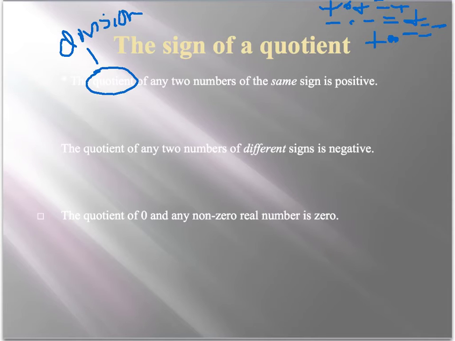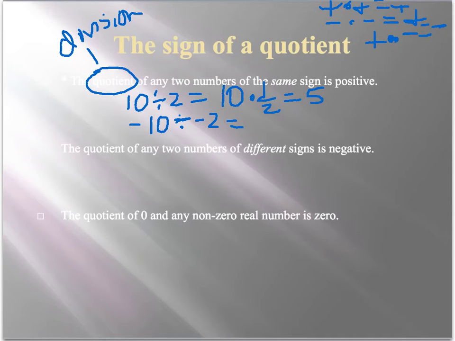The quotient of any two numbers of the same sign is positive. So if I do, let's see here, positive 10 divided by positive 2, my answer will be 10 times 1/2, also known as 5, positive. If I did negative 10 divided by negative 2, I would have negative 10 times negative 1/2. Look, I've changed this to a multiplication. When I multiply two negatives, I get a positive. So multiplying 10 by 1/2 gives me 5.